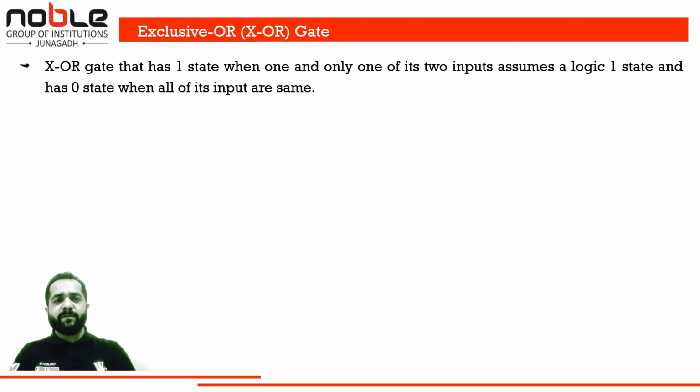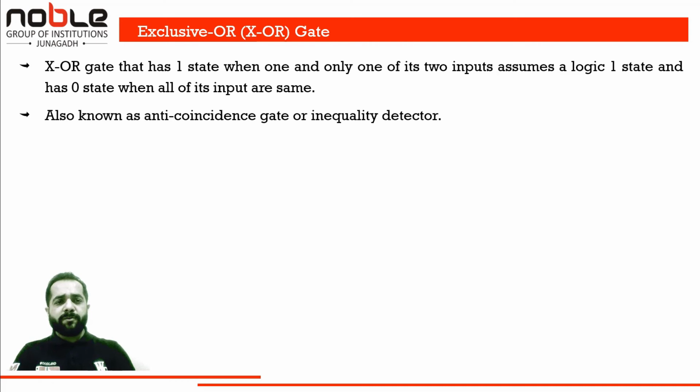Now the next one, exclusive OR or XOR gate. The XOR gate has one state when only and only one of its 2 inputs assumes a logic 1 state and has a 0 state when all of its inputs are the same. It is also known as an anti-coincidence gate or inequality detector. The 2 input XOR gate symbolic representation is shown here.